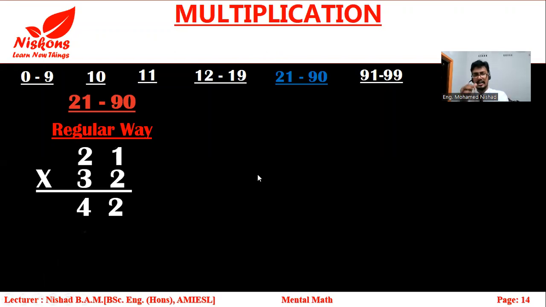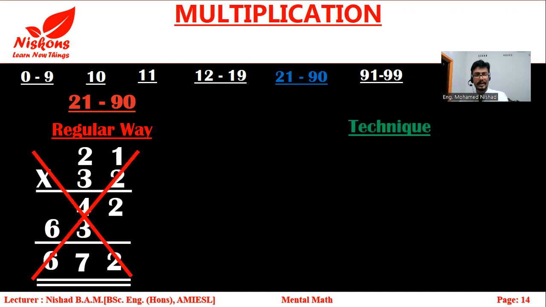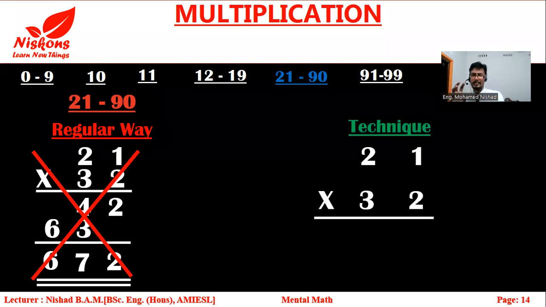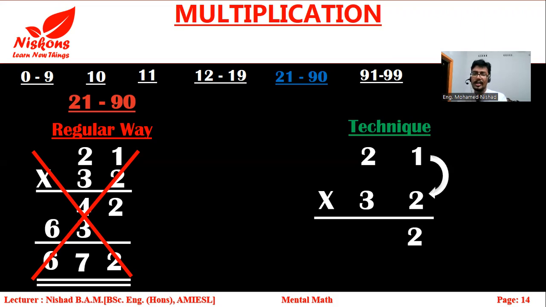Let's learn the technique for this one. It's very simple. If we are going to multiply the same numbers, 21 times 32, it will be very easy. First of all, we have to multiply the first digit and the second digit like this. 1 and 2 will be multiplied together. What will be the answer? The answer will be 2. That 2 will come like this over here.